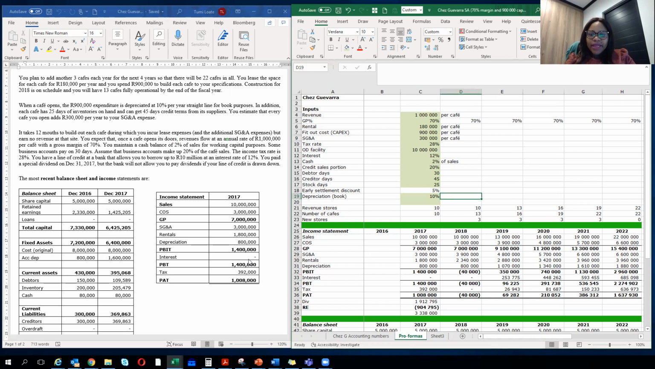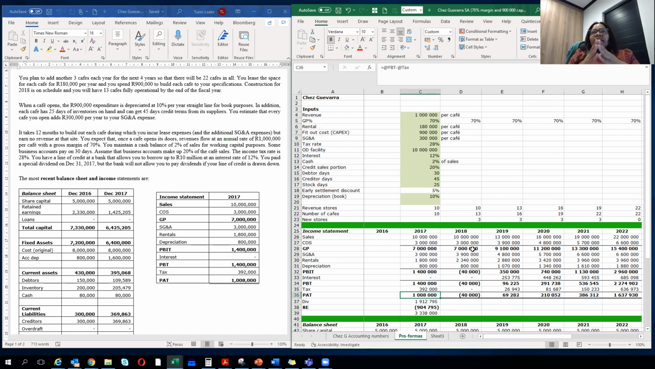Okay, let's have a look at our income statement. The first thing we're going to do is copy across the 10 million here in 2017. This 2017 income statement was provided. All you did here was copy across the exact profit after tax to get you to that 1,008,000. And now from 2018 going forward, we're going to take into consideration the extra stores.